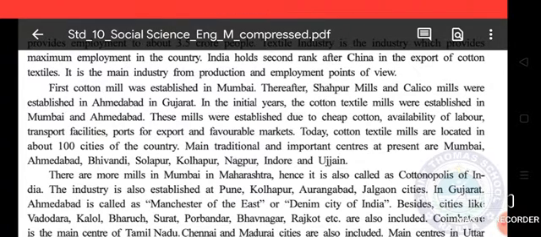In the beginning years, the cotton textile mills were established in Mumbai and Ahmedabad. Already we said about this. These mills were established due to the cheap cotton, availability of labor, transport facilities, port for export and favorable market. So why were these mills established? Because cheap cotton was there, labor was available, transport facilities were there, and also ports were there for exporting. Today, cotton textile mills are located in about 600 cities in the country.